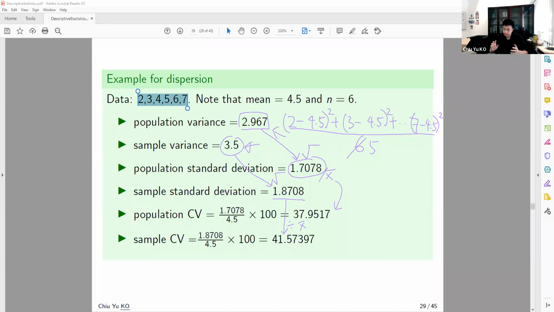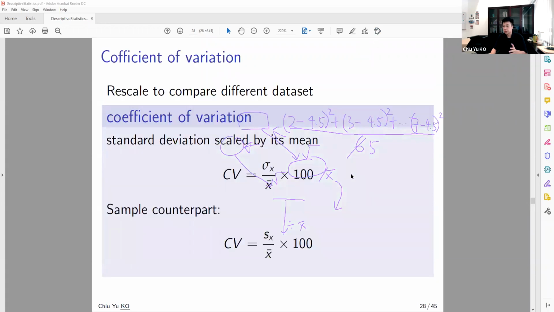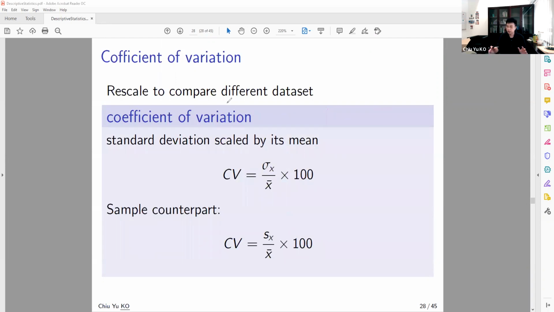CV is basically the same as the variance and standard deviation, but you normalize by the mean. Usually you try to compare two data sets, and CV is just the standard deviation divided by the mean. CV is also a measure of dispersion. So that's the same thing.